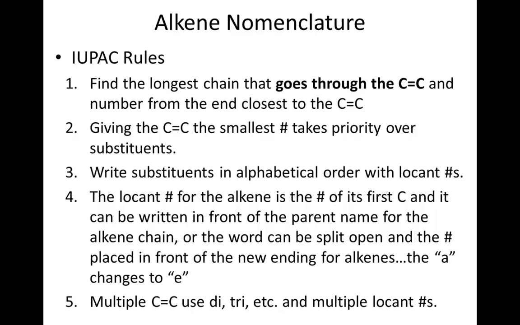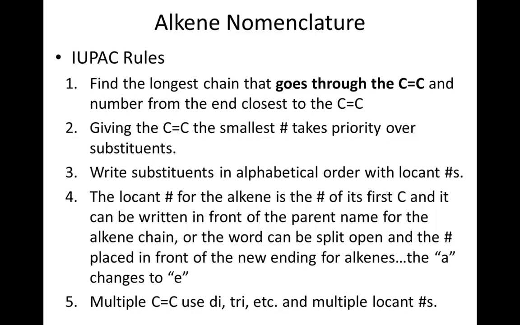You have to go through the double bond. You can't have one of the carbons of the double bond be part of the longest chain and not the other. They both have to be part of the longest chain that you can find. And we're going to try to give that double bond as small a number as we can, and that will take priority over whatever other things you have hanging off the chain. When we get ready to write it down, we'll again put things in alphabetical order and put the numbers that tell where on the chain it is along with those groups.